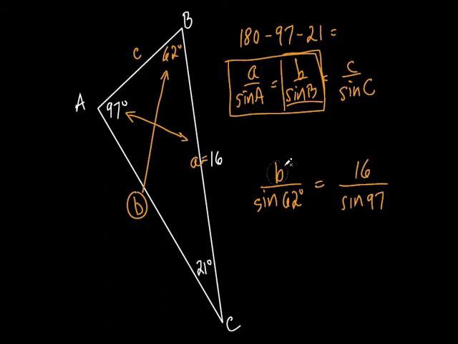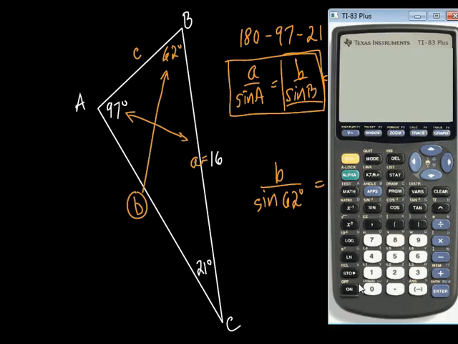Look at this. If I want to solve for B, all I got to do is get rid of that sine of 62, right? How do I get rid of something that's being divided? I multiply it. That's right. I multiply it by the sine of 62. Now, what's the sine of 62? Well, it's just some number. It's just a number. Watch. Sine of 62. See, it's just some decimal number, isn't it?